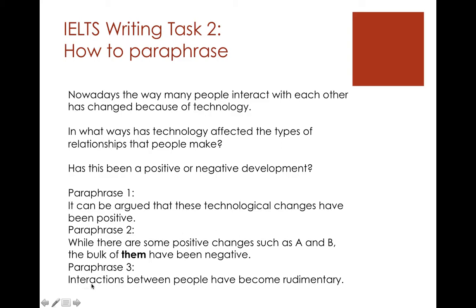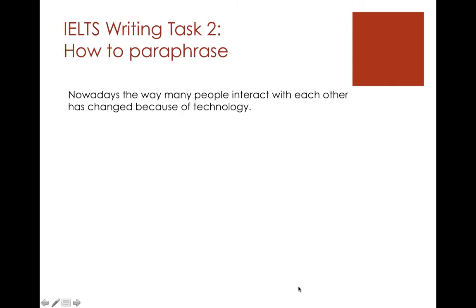Here we have interactions between people have become rudimentary. So rudimentary means basic, and interactions comes from interact, and we made interact the subject. Interactions between people is another way to say the way many people interact. We changed it to interactions between people have become basic. Okay, so there's 3 ways.